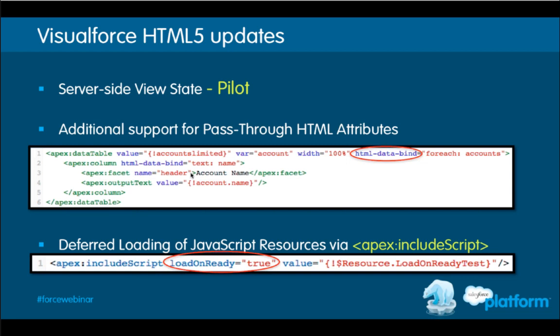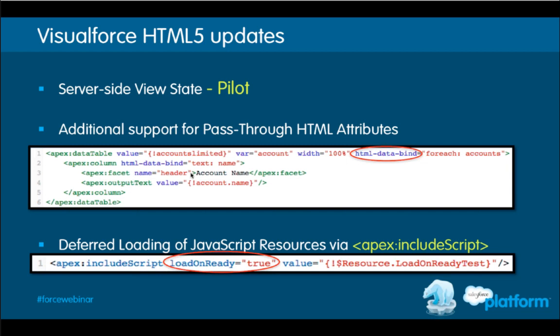All right, what's coming next is we're going to talk about server-side view state, which is a really new, exciting pilot feature in Winter 14. So bear in mind it's pilot, which means it's not enabled by default. So you need to contact Salesforce support to have it enabled. But here's what it lets you do: it basically lets you control the behavior of how view state works in Visualforce a little bit better.